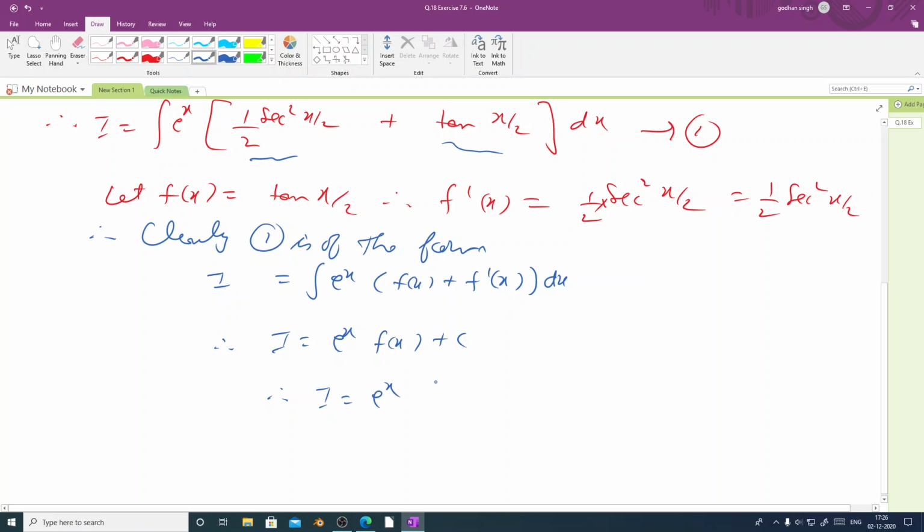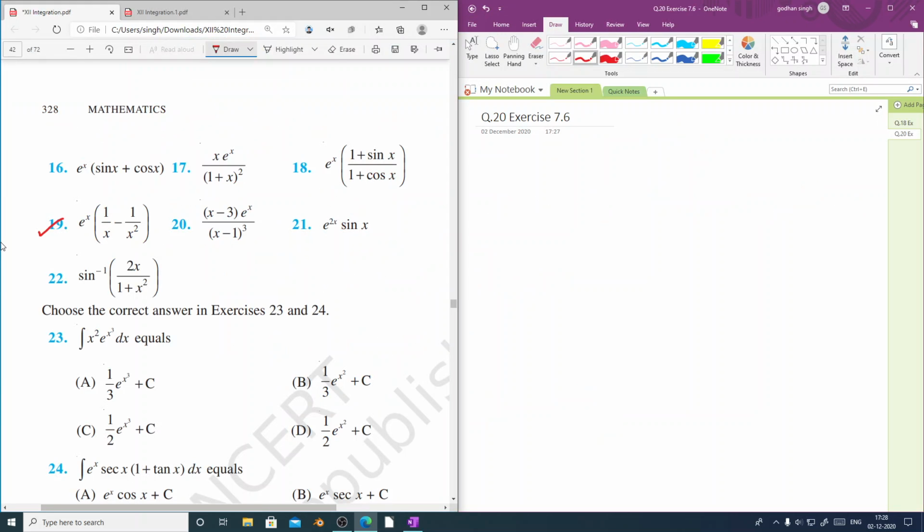What is our f(x) in this case? Our f(x) is tan x by 2. So we'll be writing here e raised to x tan x by 2 plus c. So this is the answer of question number 18. So with this 18 is complete. Question 19 will be for self trial, that is, you will try on your own.